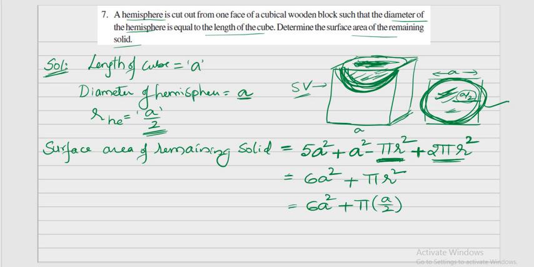So this becomes a by 2 whole square. So from this, what I am going to get? 6a square plus pi a square by 4. So among this, if I take a square as common, so what I am going to get? 6 plus pi by 4. Since this is surface area, so we can take it as square units. So what is the answer? A square into 6 plus pi by 4. So I hope you have understood this problem, right?